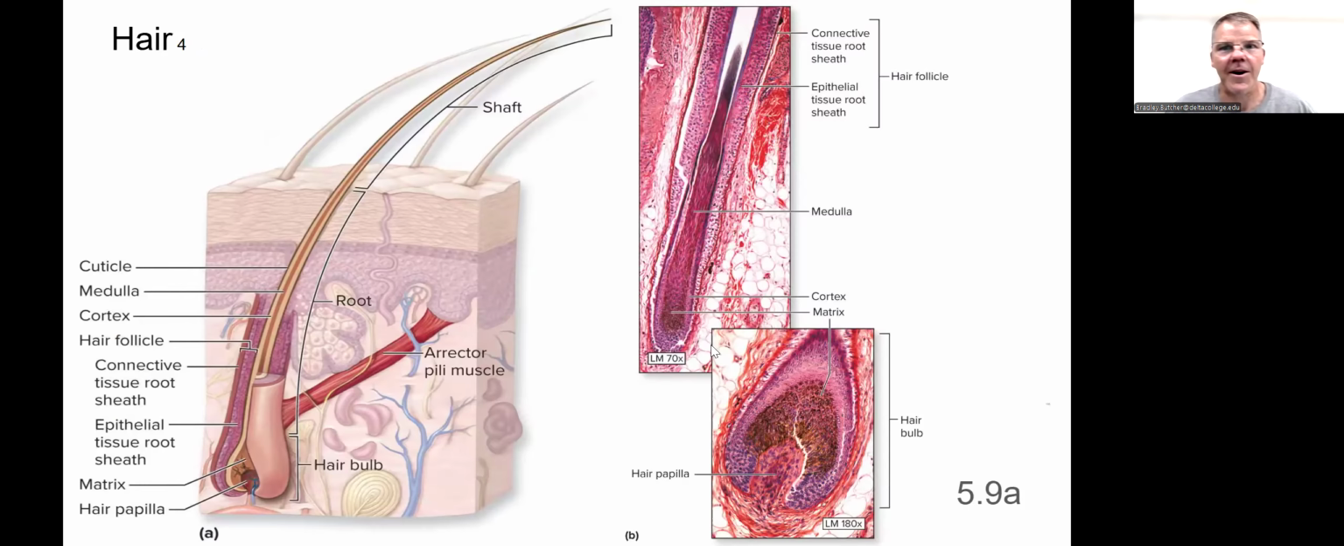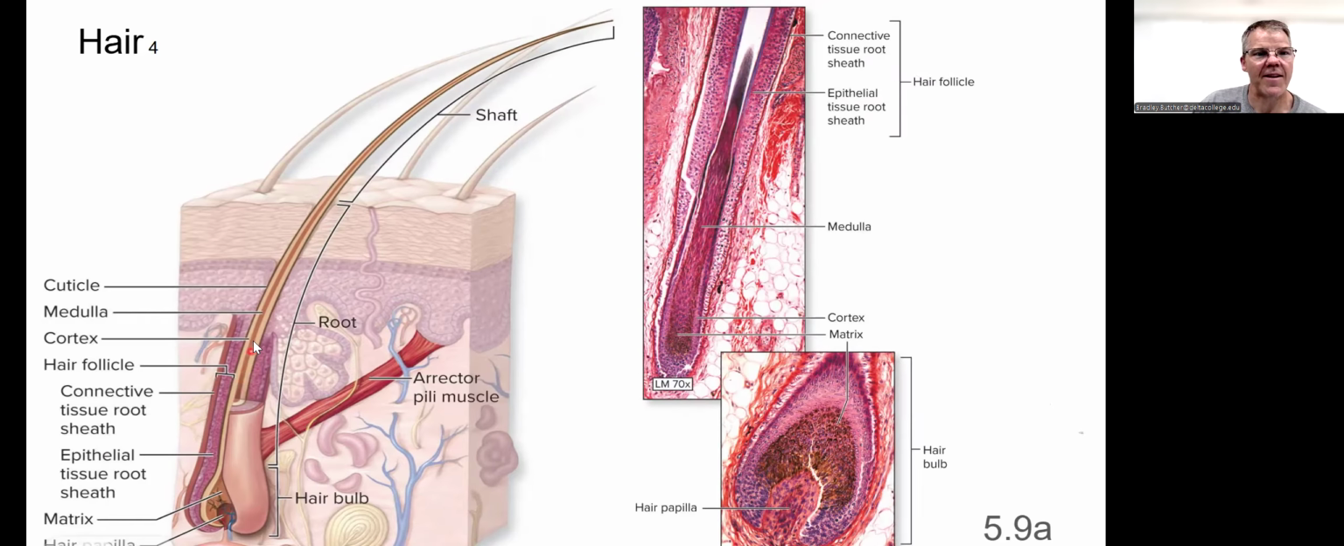So this is what we really want to look at, this hair shaft. You can see the cuticle. The medulla is that area deep within. Let's see here, I don't have my pointer on. So that medulla is the hollow center portion of the hair, surrounded by the cortex and then the cuticle on the very outside.